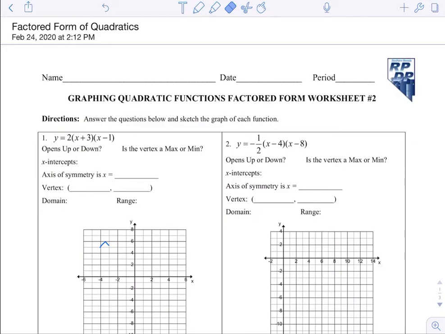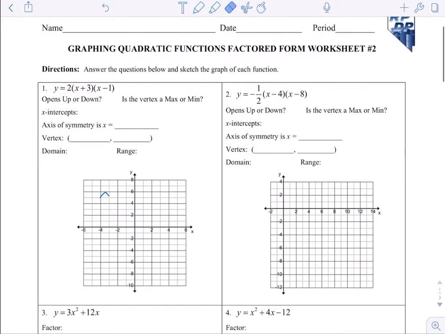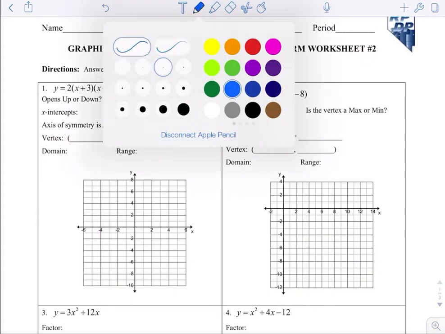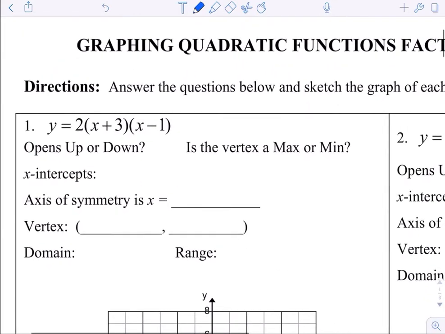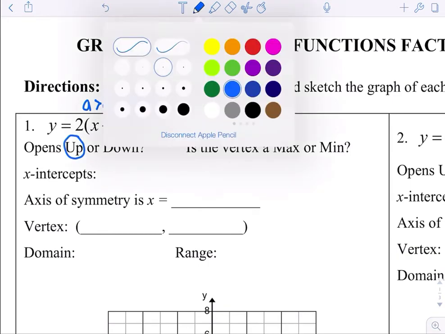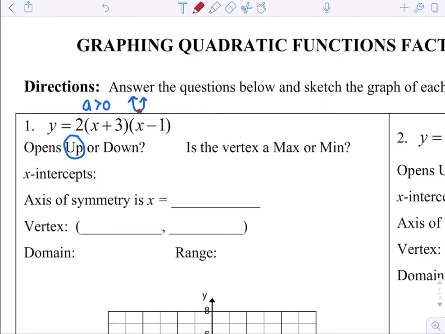In quadratic functions in factored form. So I know we went over this, but let's just look at this. All right, so first, when you take a look at this, here's your a value. Your a value is greater than 0. That means it will be a happy face, so it's going to open up. And if you notice right here, that is a low point, which means you are going to have a minimum at your vertex.